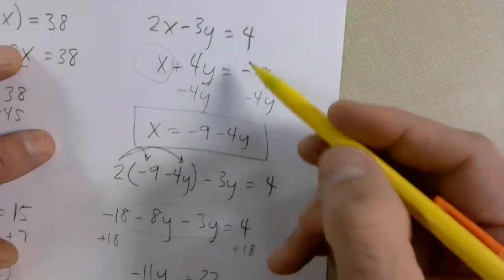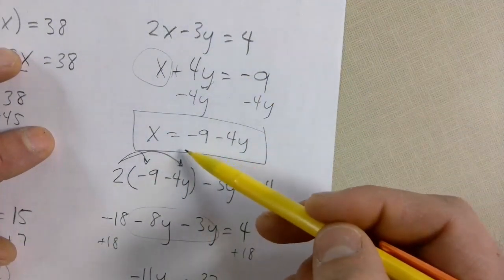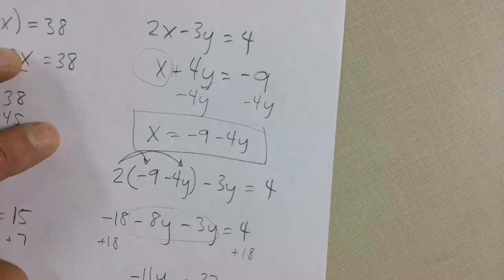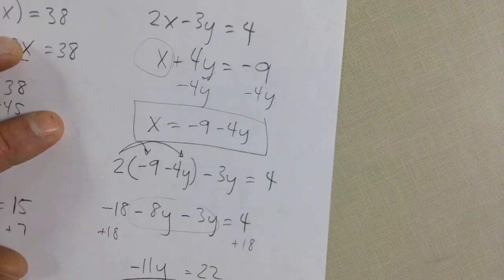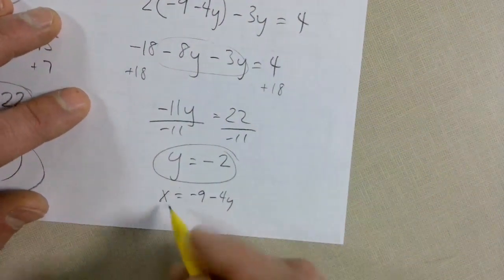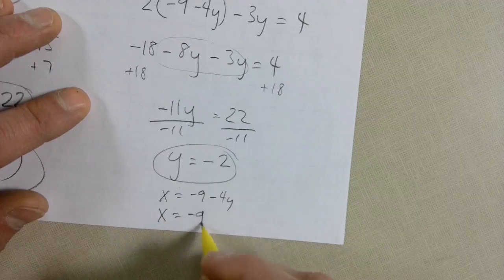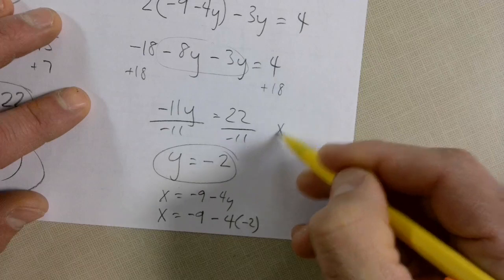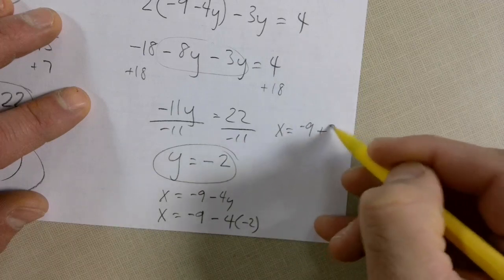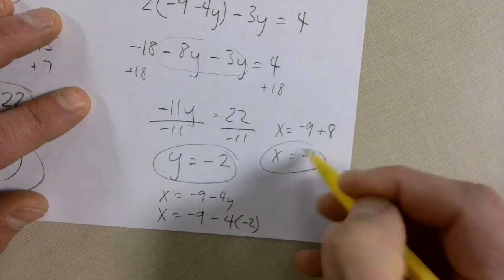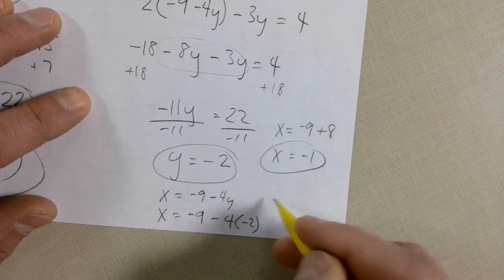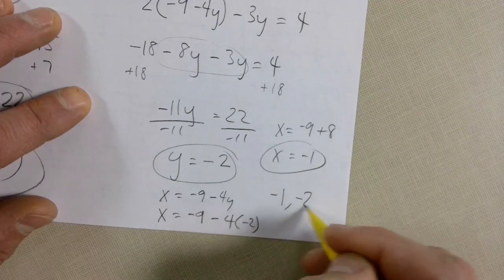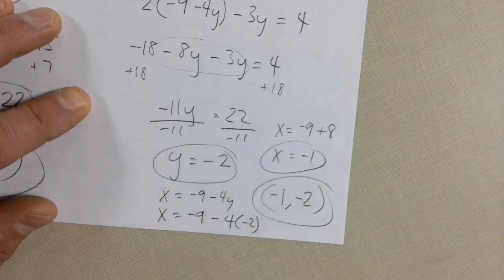You can plug it in anywhere, but since we already solved this one for x, it'll be very easy for us to plug in. So I'm going to rewrite it down here: x equals negative 9 minus 4y. You can see it. Okay, so I'm going to plug in: x equals negative 9 minus 4 times negative 2. x equals negative 9 plus 8. x equals negative 1. So what's the solution set? Negative 1, negative 2. We got it.